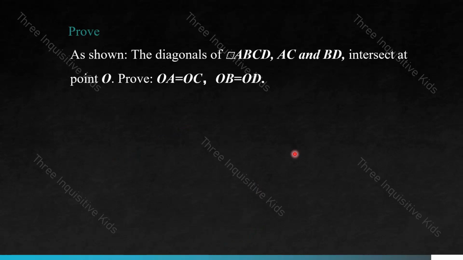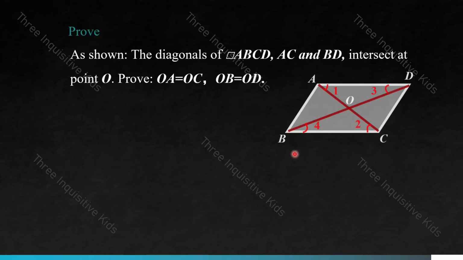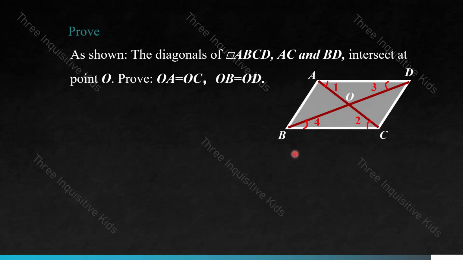We can also use proving. As shown, the diagonals of parallelogram ABCD, AC and BD, intersect at point O. So we can prove that OA is equal to OC and OB is equal to OD through logic and reasoning. So here would be our proving process.